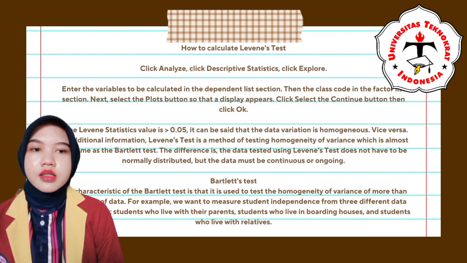As additional information, Bartlett test is a method of testing homogeneity of variance which is almost the same as the Levene test. The difference is that data tested using the Bartlett test has to be normally distributed, and the data must be continuous. Bartlett test.